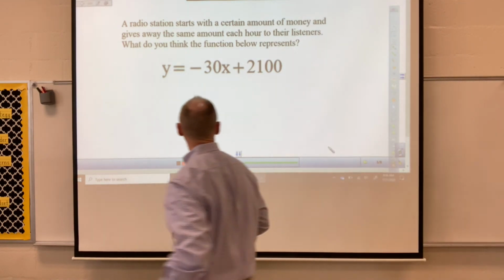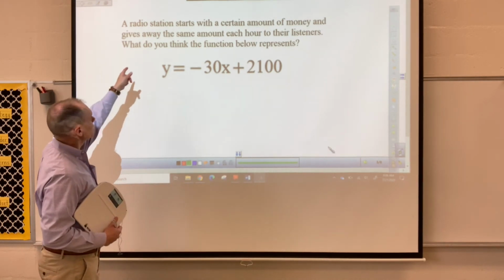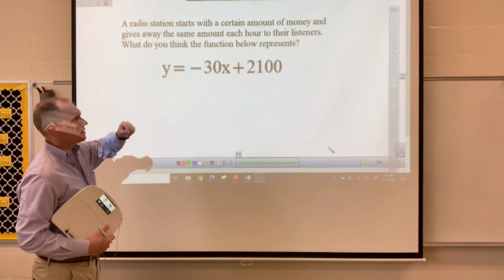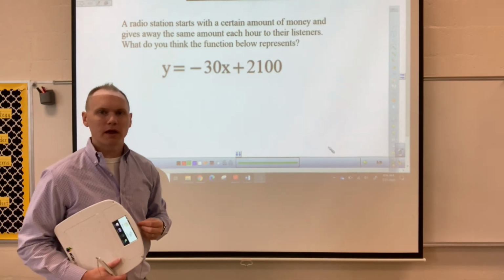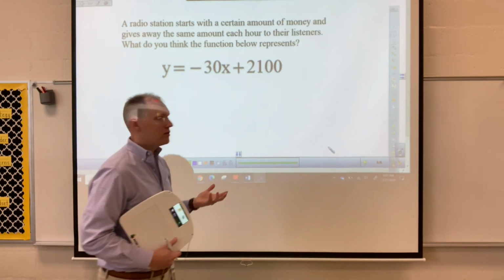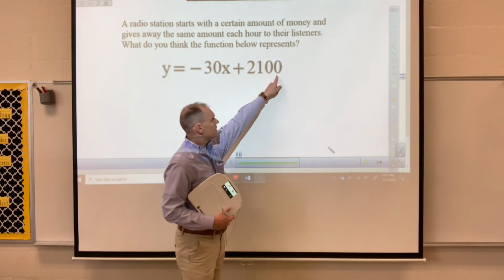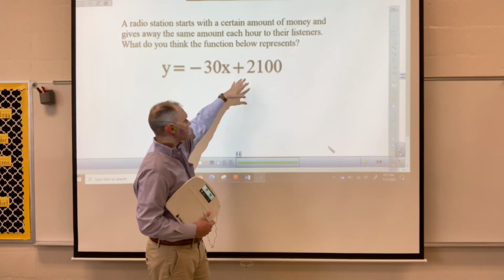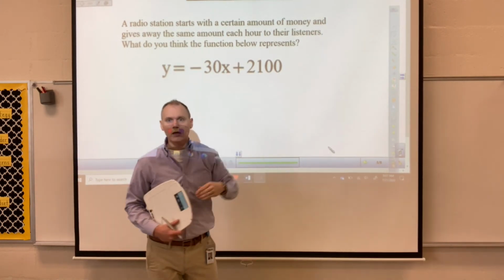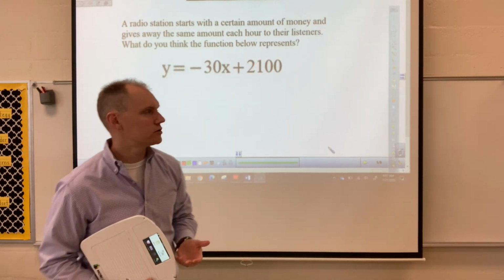Okay, so we start with a certain amount of money. So that's our starting value or initial value. And we've talked about that before, right? That's always going to be represented by the number that is not multiplying by X or anything like that. It's just a constant value here. So we're starting with $2,100.